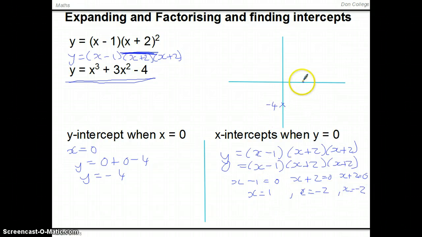And what that means is that I'll have a value here for 1, and at negative 2 I'm going to get that bouncing effect. It's going to go in and out. Now because I know that the basic shape of this is this, a positive cubic, it's going to have to come up here, bounce off there, come down and up.